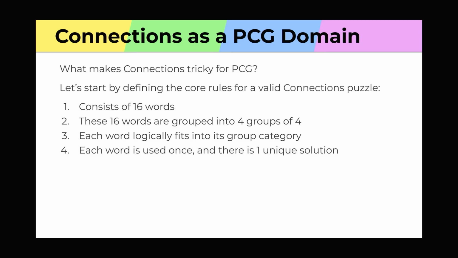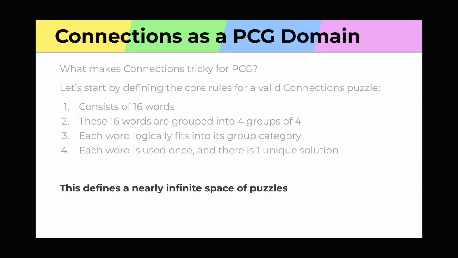Each word has to logically and truthfully fit under its connection theme. For example, China couldn't fit into a category called countries that start with J. And each word is going to be used only once in one group, and there's one unique solution, one way of grouping these 16 words into 4 groups of 4. So we have this recipe for a valid Connections puzzle.